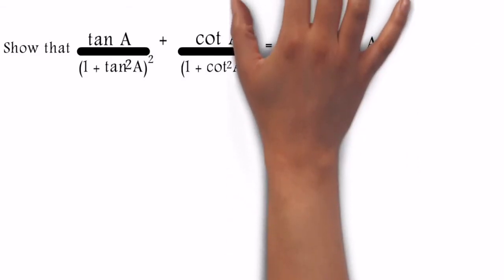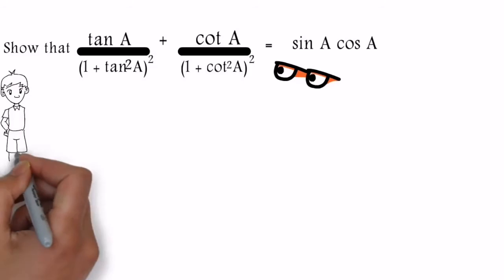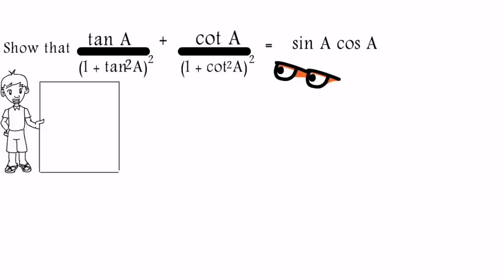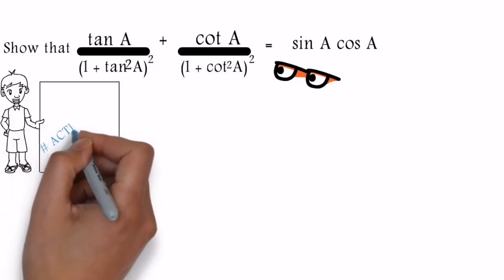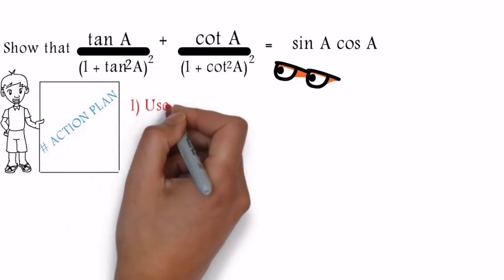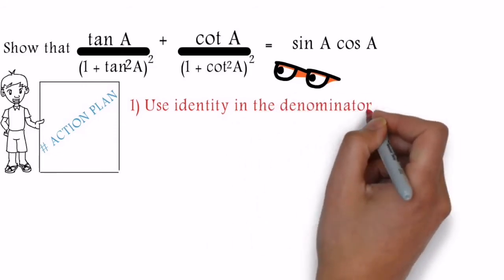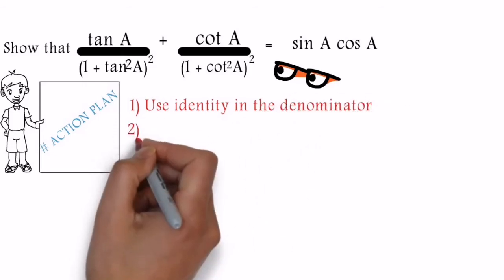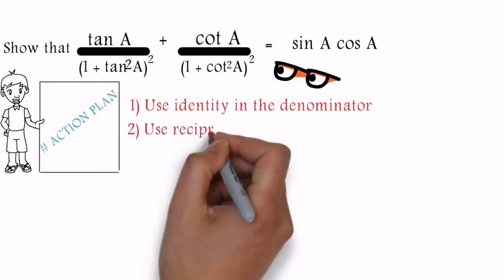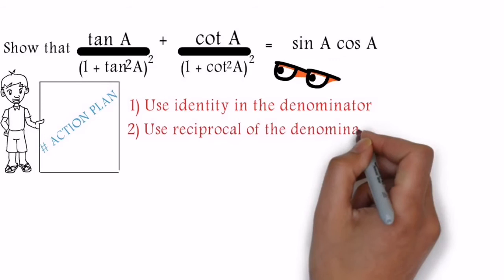Correct? So in the right hand side we have sin A into cos A, and in the LHS that we need to observe very clearly. To make our action plan, we can see that in the denominator we have 1 plus tan square A and 1 plus cot square A, which are parts of the identity. So we are going to use the identity in the denominator as our first step of action plan, and after that we will use the reciprocal. This you can understand by thinking a little further ahead.